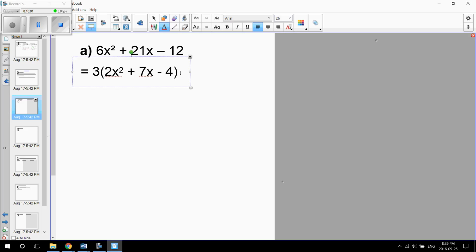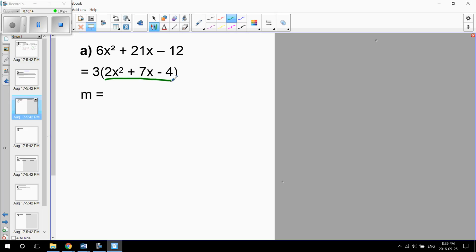And to come up with those two numbers when we're looking at the numbers, just like we did before, we're going to pull out our multiply value and our add value, but this time we're only looking at what is now inside the brackets. Because we've already factored out this 3, that's always the first step. That's the first step of this two-step factoring.